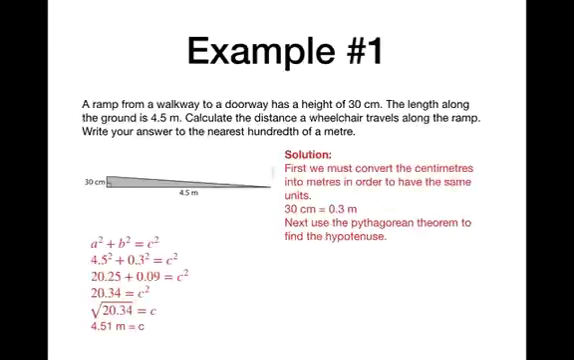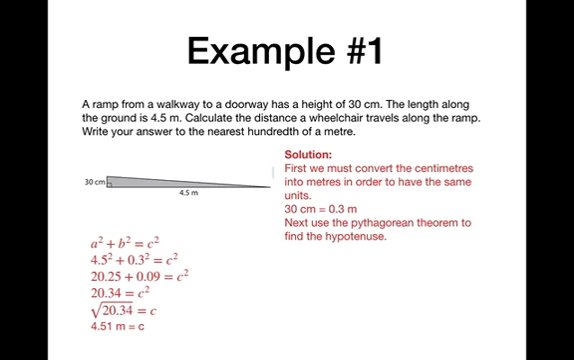So let's just work through some other examples now, maybe where we aren't able to just tell what the answer is, but we can always check for the reasonability of your answer based on that estimating strategy slide that I just discussed, right? So here we have our first example. A ramp from a walkway to a doorway has a height of 30 centimeters. The length along the ground is 4.5 meters.